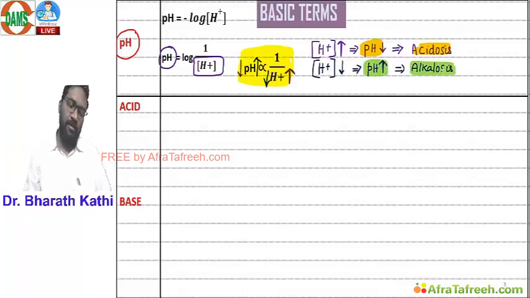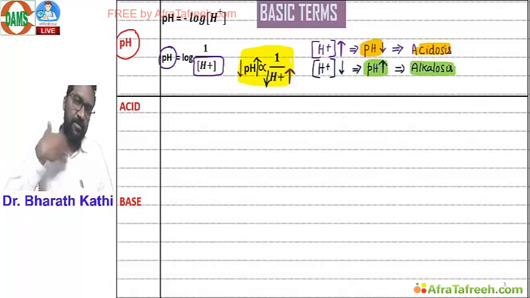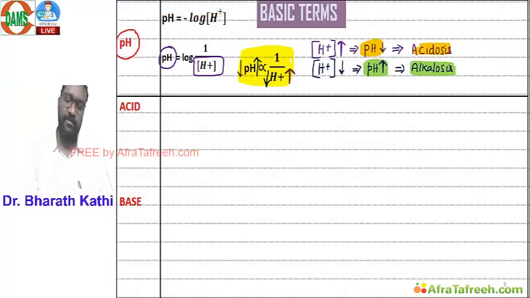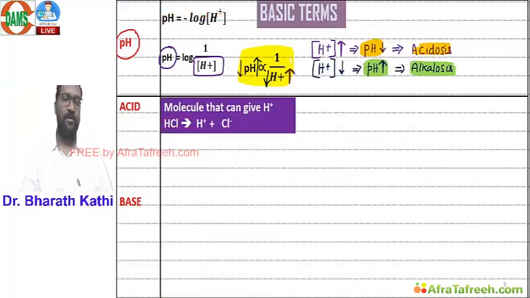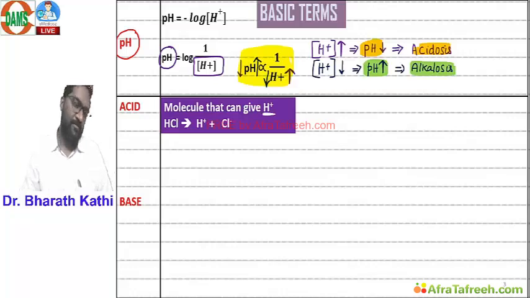Next question, what is meant by acid? In chemistry, acid is a substance which can donate or release H plus, which can give H plus. A molecule that is capable of giving H plus is called an acid. One of the strongest acids is HCl. Why is HCl an acid? Because it is releasing H plus.